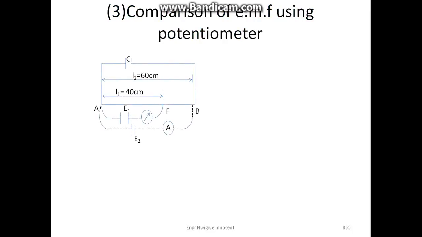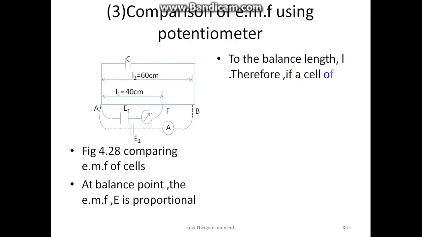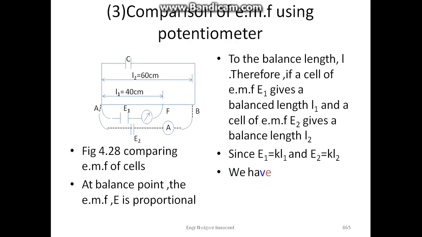Comparison of EMF using a potentiometer. Figure 4.28 compares the EMF of cells. At a balance point, the EMF E is proportional to the balance length L. Therefore, if a cell of EMF E1 gives a balance length L1 and a cell of EMF E2 gives a balance length L2, since E1 equals KL1 and E2 equals KL2, we have that E1 over E2 equals L1 over L2.